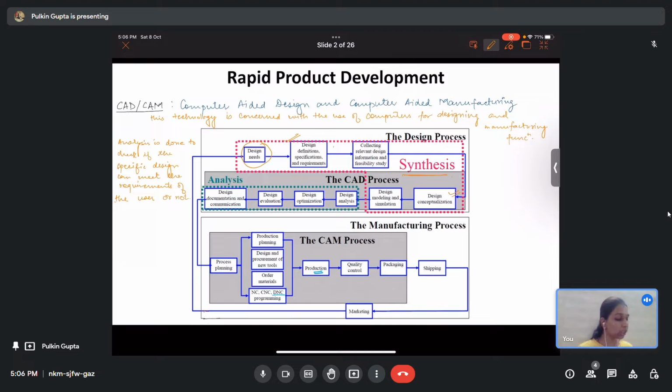Now in the manufacturing process, that is the CAM process, computer aided manufacturing, your process is planned, like how that particular design is to be turned into a product. Say you need to turn it first, then you need to drill some holes, and then you need to finish it, something like that. So the sequence of events is decided.